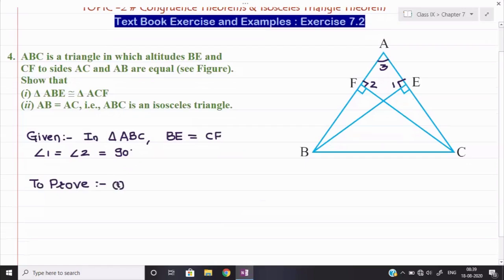first part, triangle ABE is congruent to triangle ACF. And second part is, we have to show here AB is equal to AC. AB and AC are equal. Okay, let us start the proof.